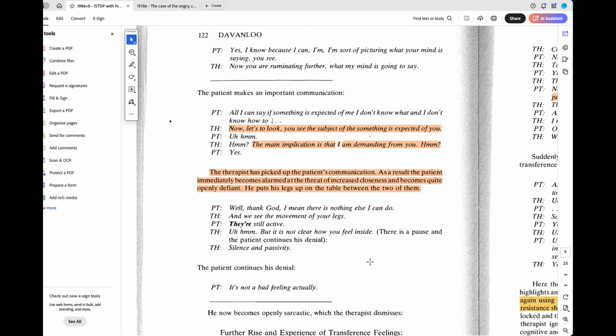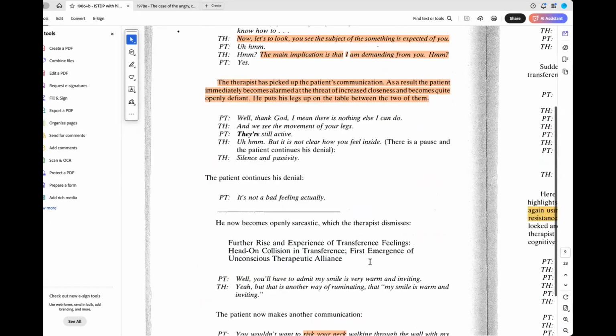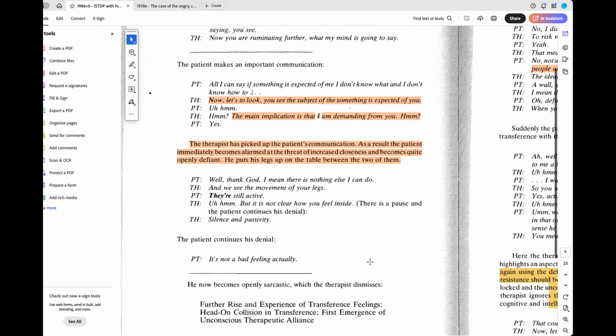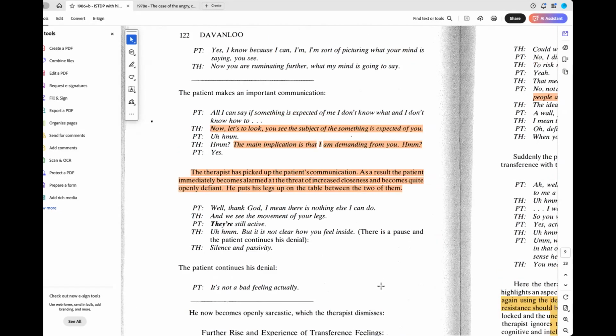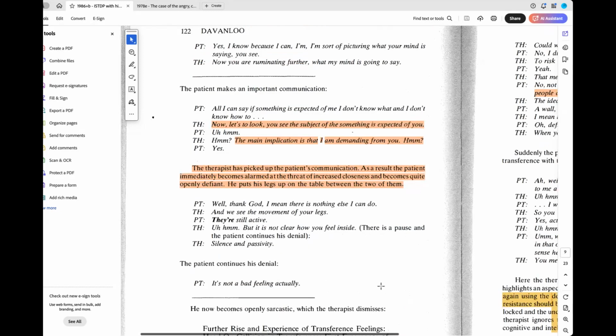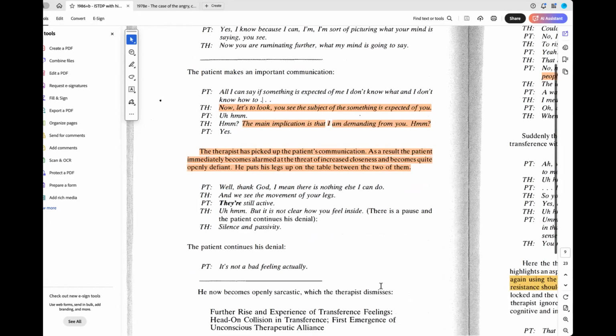Okay, so still on page 122. When Davanloo reflects back the issue of expectation, and he says the main implication is that I'm demanding something from you, the patient apparently becomes alarmed about the threat of increased closeness. End of quote. And then Davanloo goes on: the patient becomes quite openly defiant. This is all here on page 122.